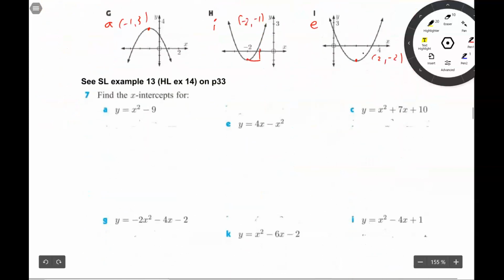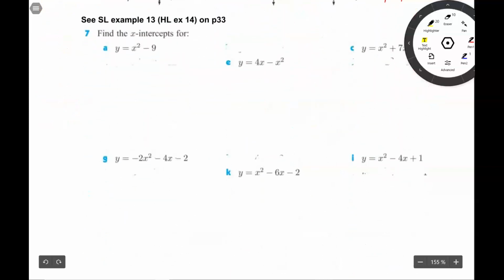Let's go down to number 7. Find the x-intercepts for x squared minus 9. Okay, so if we're looking for x-intercepts, remember that x-intercepts all have coordinates where the y value is 0. So the x-intercept could be something like 1, 0, or 2, 0, or -3, 0. These are all possible x-intercepts.